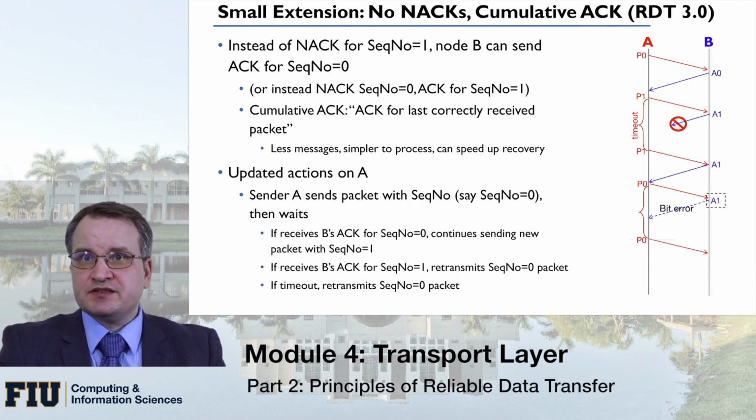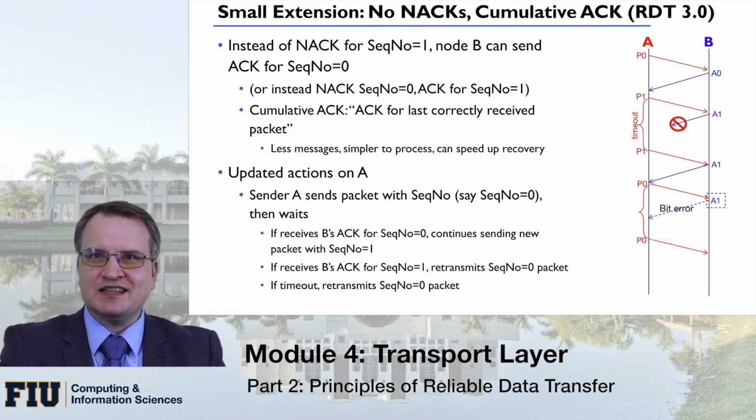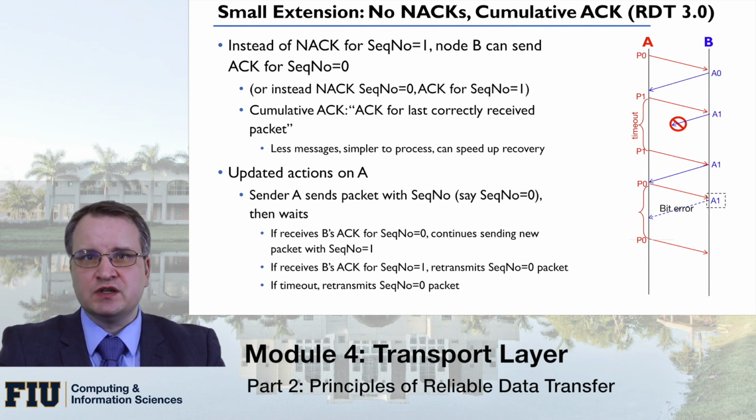And as I said, the second optimization is that instead of NAK, you can send a so-called cumulative NAK. In this case, it's not really a cumulative NAK yet because we only have 2 sequence numbers. But later, we're going to be using this cumulative ACK a lot, which is simply an ACK for the last correctly received packet. And from this, you can infer additional information, not just that this packet arrived or this packet didn't arrive.